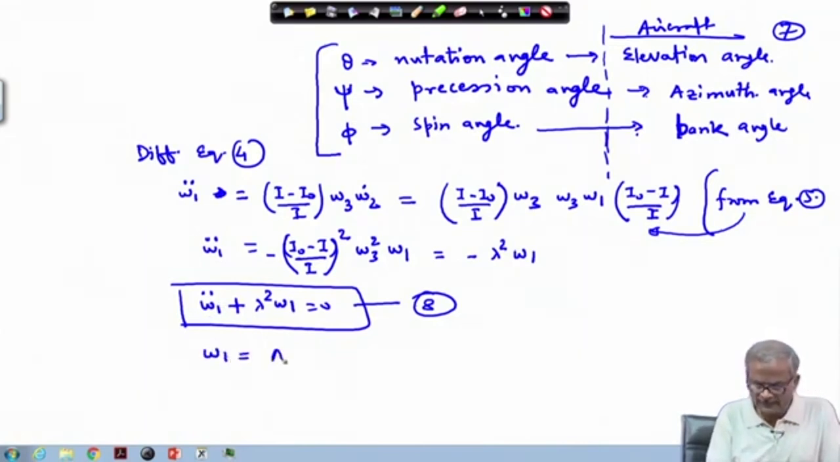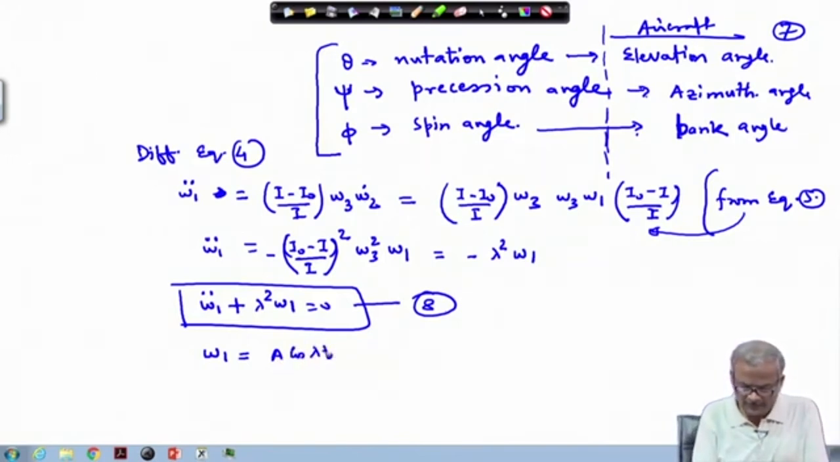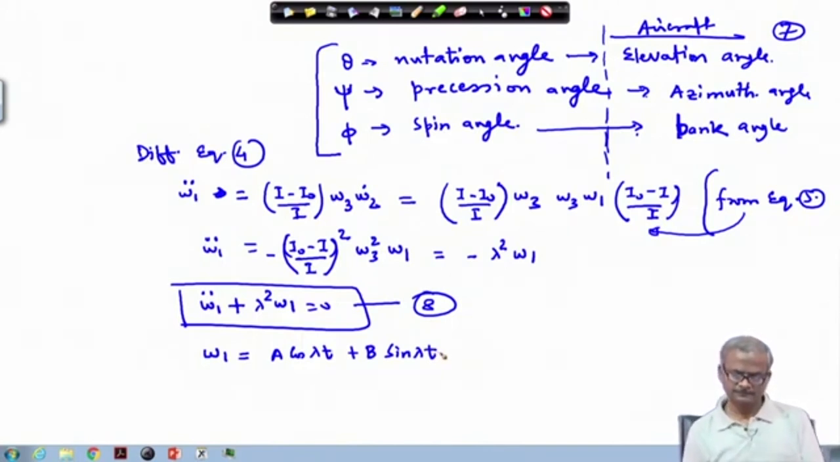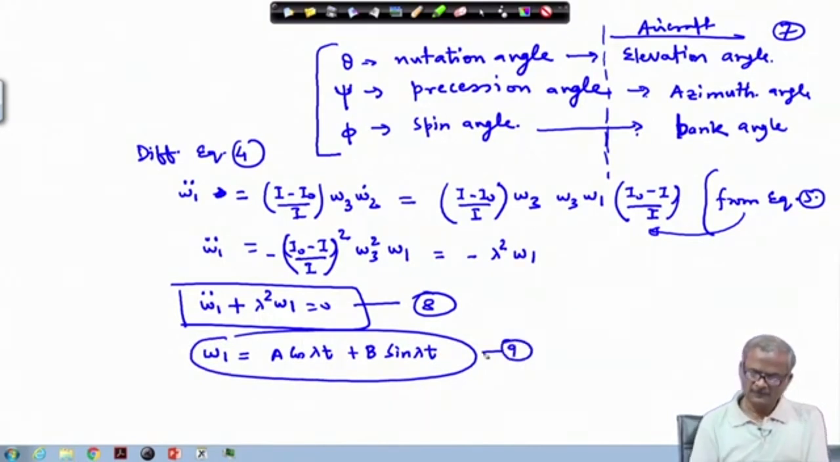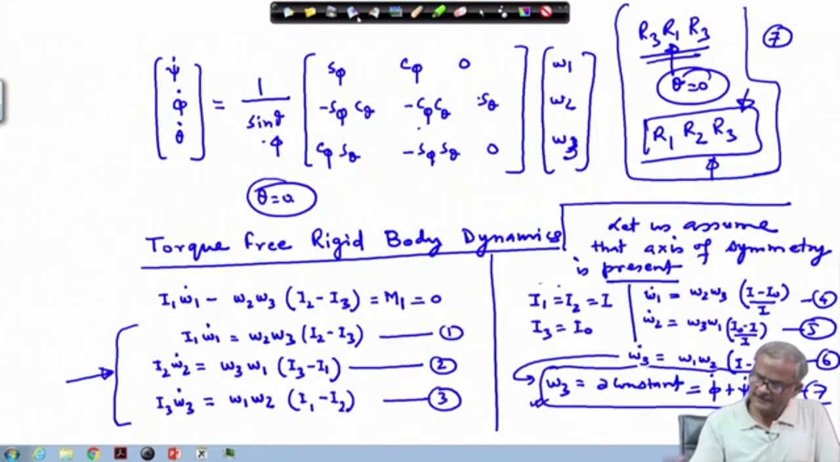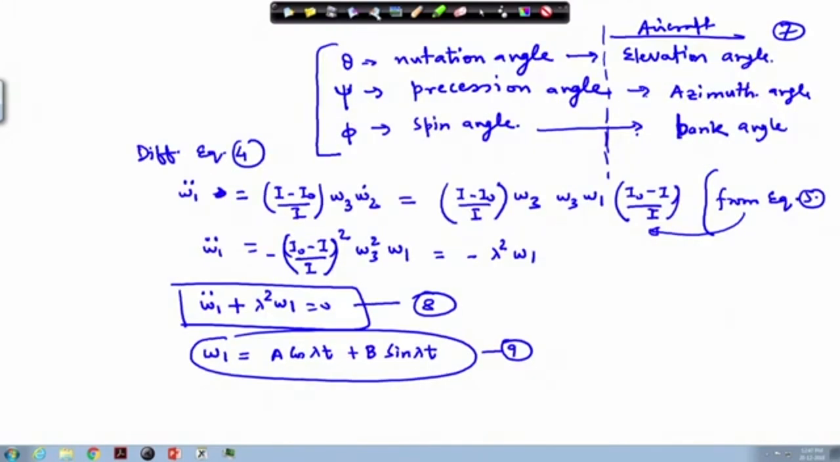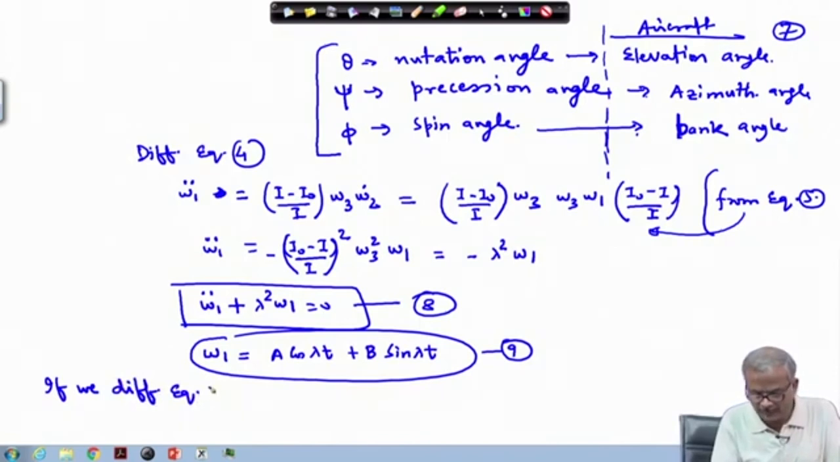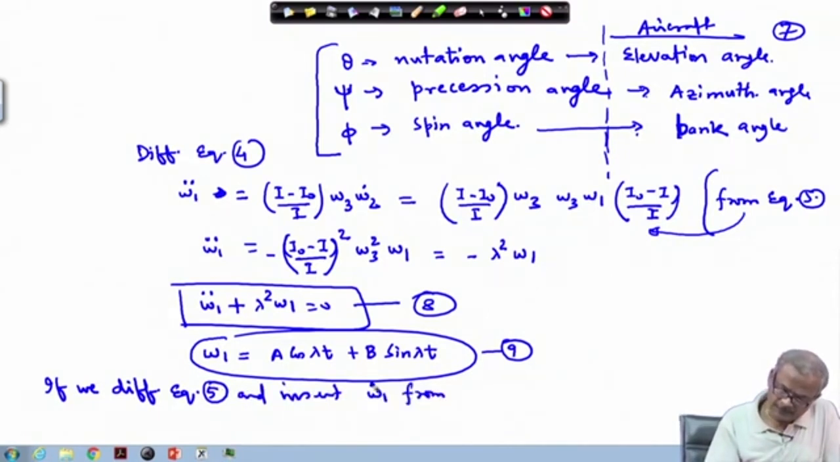It says that omega 1 will vary as a times cos lambda t plus b times sin lambda t. Similarly, if you differentiate equation 5 and insert omega 3 as constant, and insert omega 1 dot from equation 4 here, you will get the same type of equation.